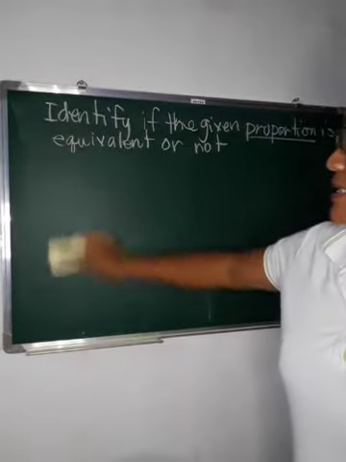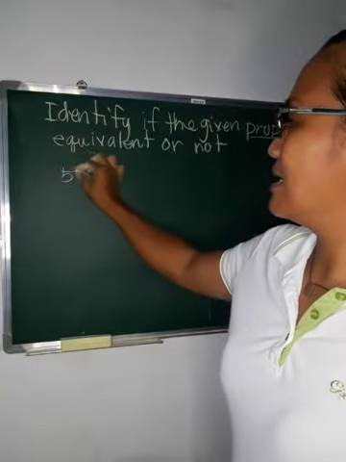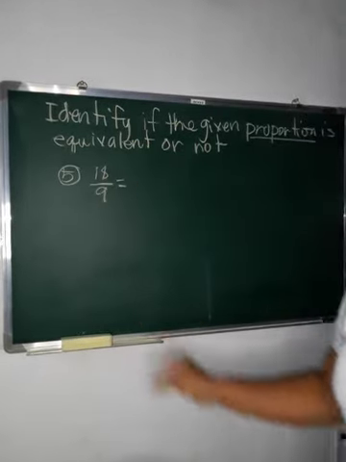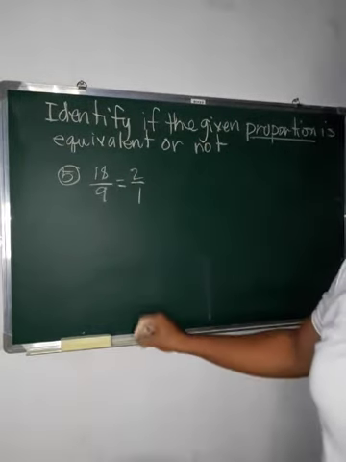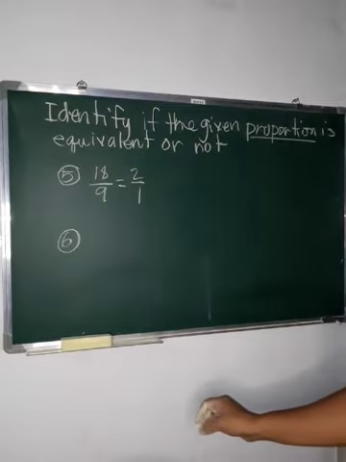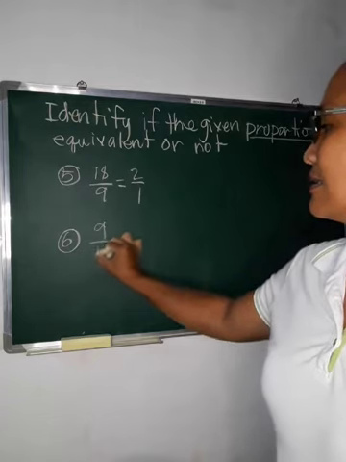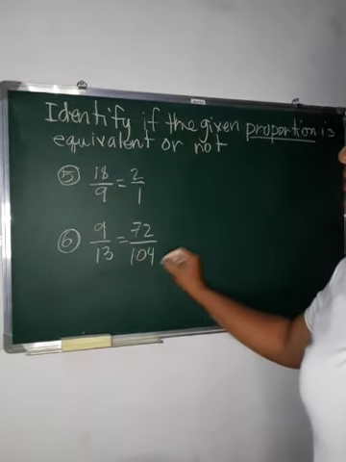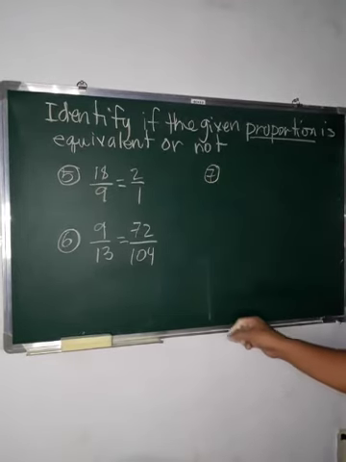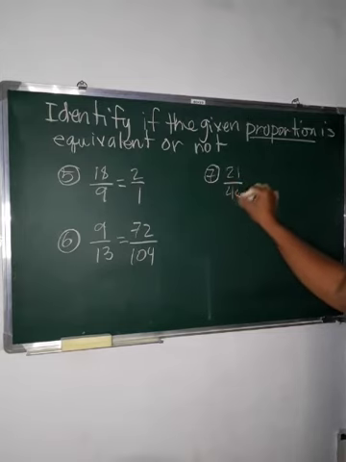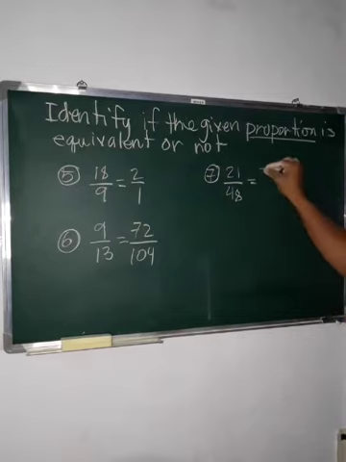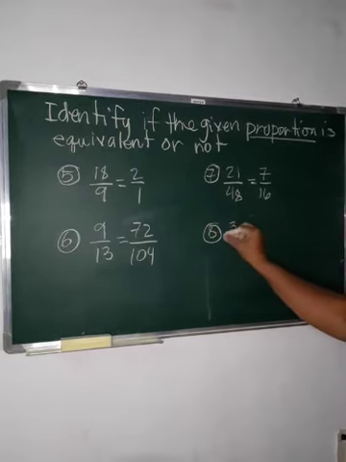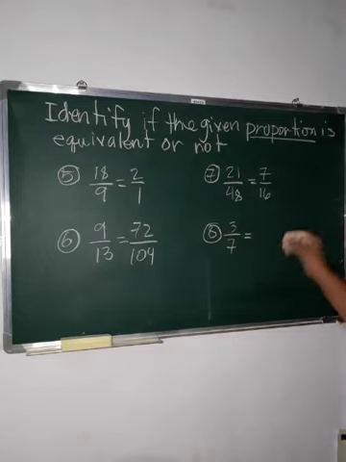It's easy. Simply cross product. So number 5 example, 18 over 9, 2 over 1. 6, 9, 13 is equal to 72, 104. 7, 21, 48. 7, 16. 8, 3, 7. And 36, 91.